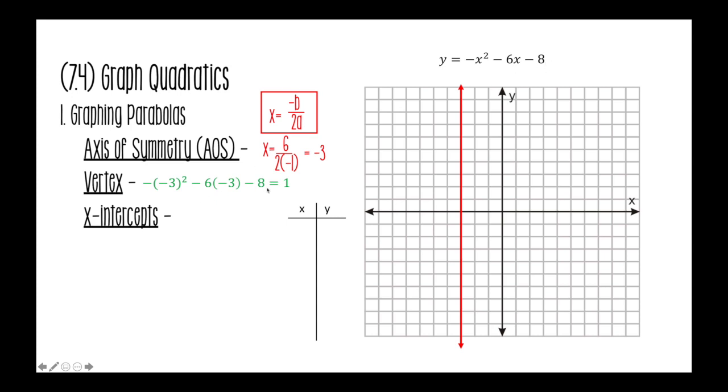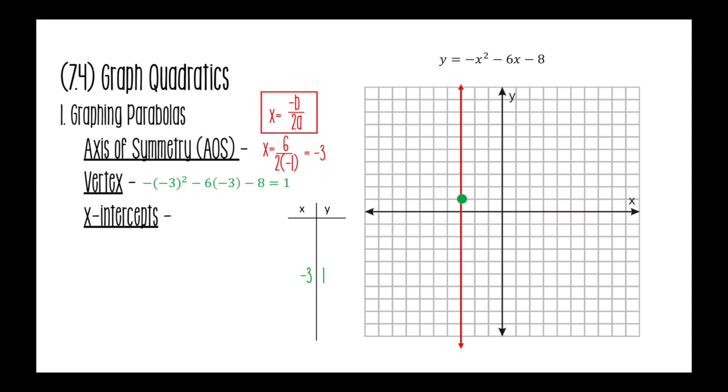When you simplify all that, again, let your calculator do the work for you, or just make sure you realize you have to do -3 squared and get +9 before we then consider this negative. So that makes this turn into a -9. This is going to be +18 and then -8. And as you combine that, we should get 1. So I can go ahead and put -3, 1 in for the vertex and plot that accordingly.